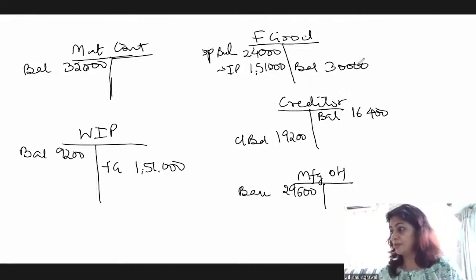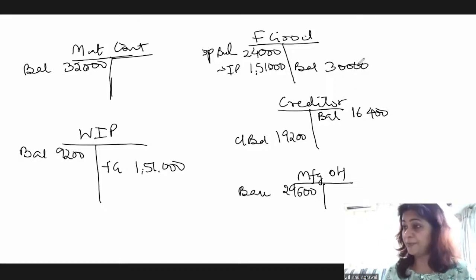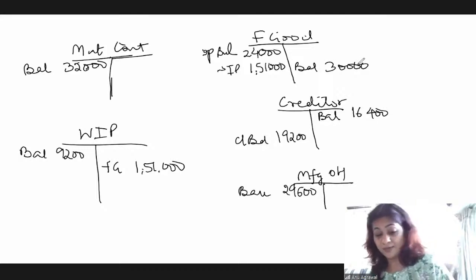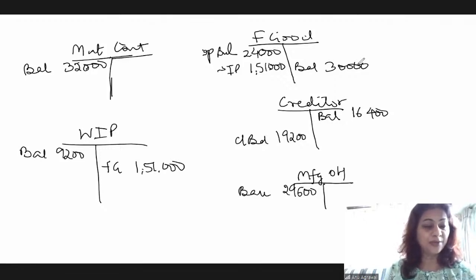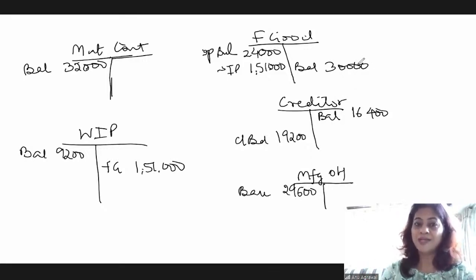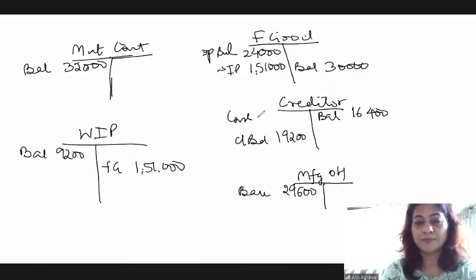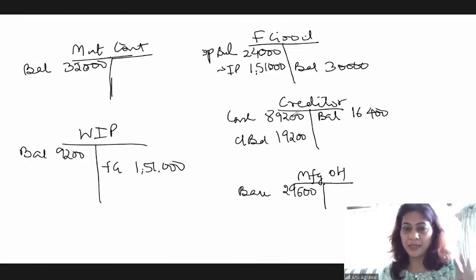Then they have given me some additional information. The bank book showed that 89,200 has been paid to creditors for raw material. So if you have paid 89,200 to creditors for raw material, what will be the entry? Creditors account debit to cash. The entry should have been creditors account debit to cash 89,200.